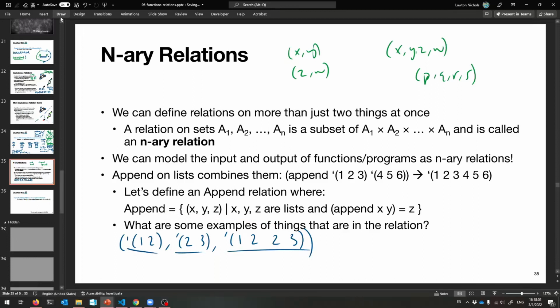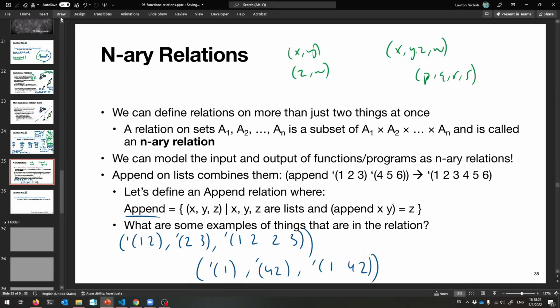There, you can relate anything you want. Input and output is a good idea, though. So you can also relate under this relation the list with just 1 in it and the list with just 42 in it to the list that is returned by appending these. So that gives us 1 and 42. So those are related under this append relationship.